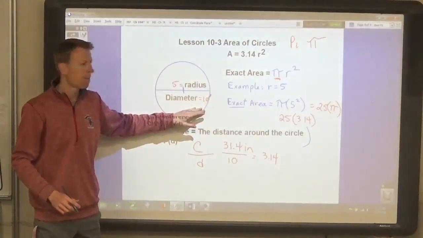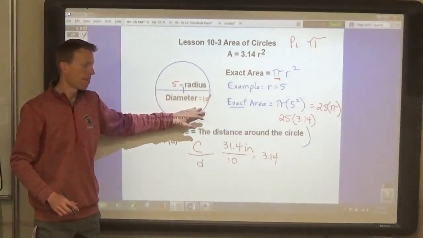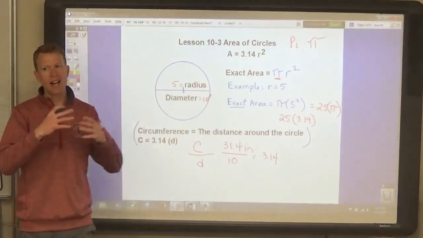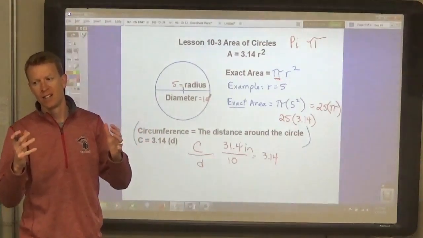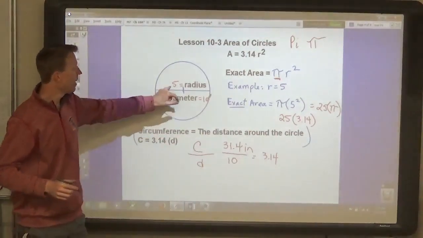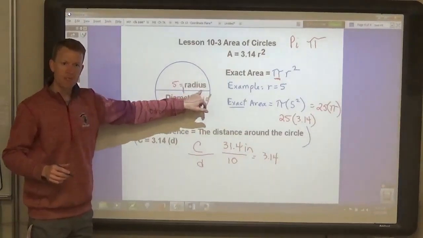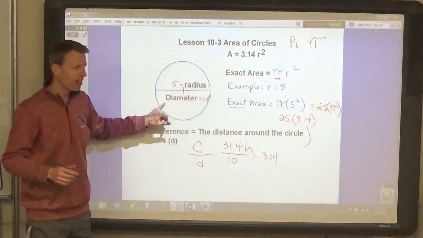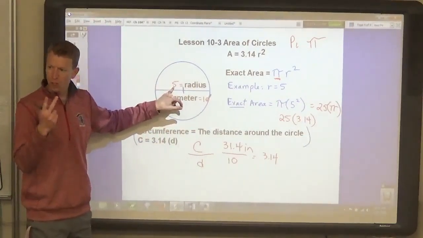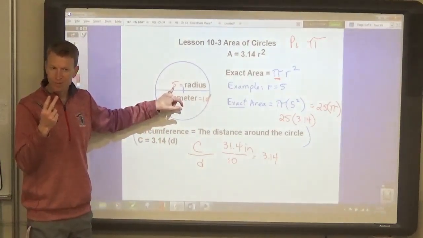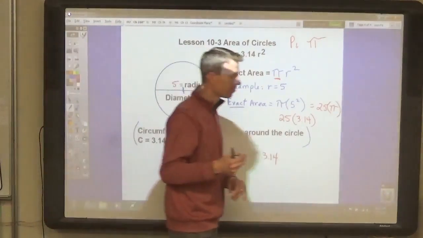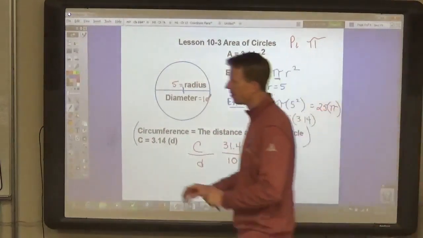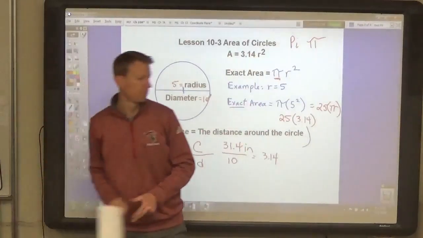But can't you do diameter times pi? No, because radius squared and diameter are different, aren't they? The radius squared is this number times itself. The diameter is the radius times 2. Isn't it? Yes, it is. Okay, let's go to your assignment.